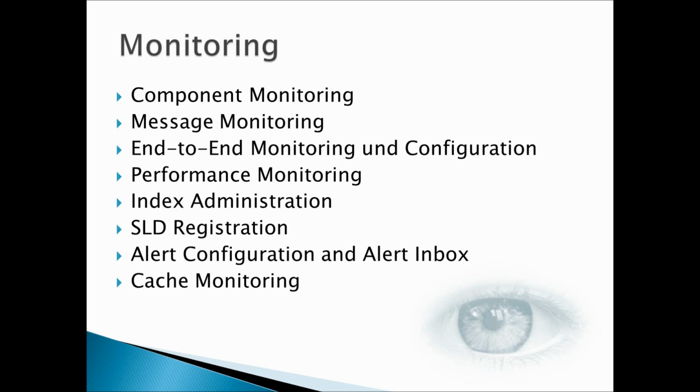Alert configuration and alert inbox. You use the alert configuration to have the system inform you of errors during message processing. You can receive the alert by email, fax, or SMS. In each case, you will also find the alert in your alert inbox. Cache monitoring. Cache monitoring displays objects that are currently in the runtime cache.